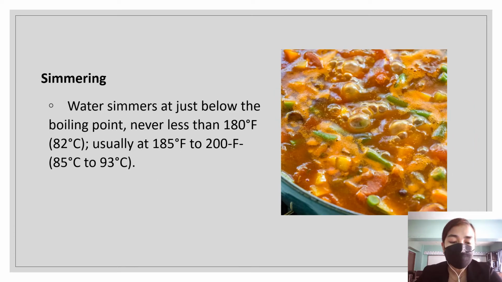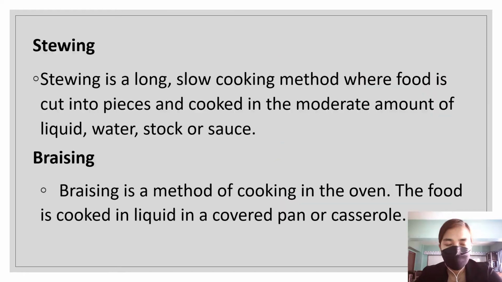Simmering. Water simmers just below the boiling point, never less than 180 degrees Fahrenheit, usually at 185 degrees Fahrenheit to 200 degrees Fahrenheit. Many food dishes, especially soups and stews, are first brought to a boil and then simmered for the remainder of the heating time. The lower heat of a simmer is essential when cooking tough cuts of meat, because the meat requires gentle cooking in order to become tender.